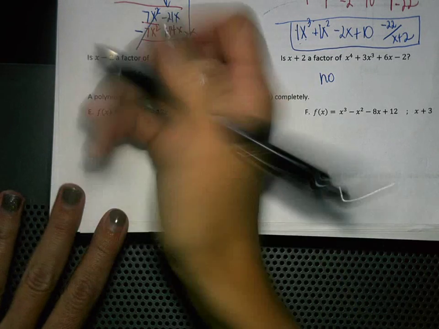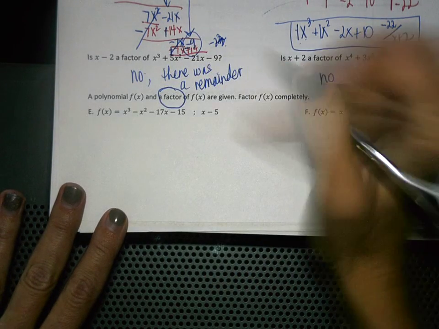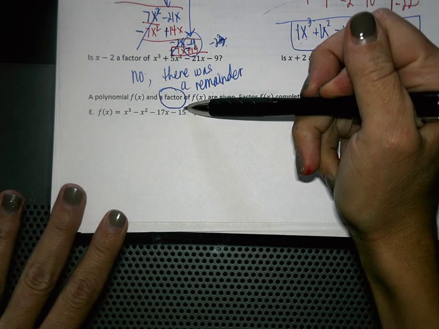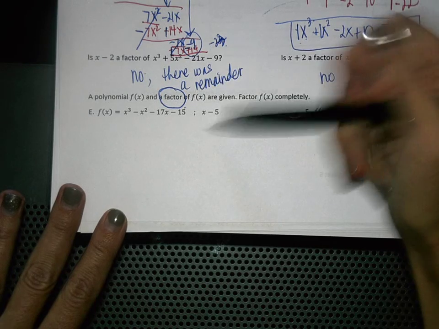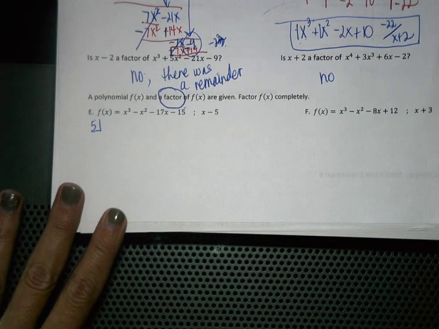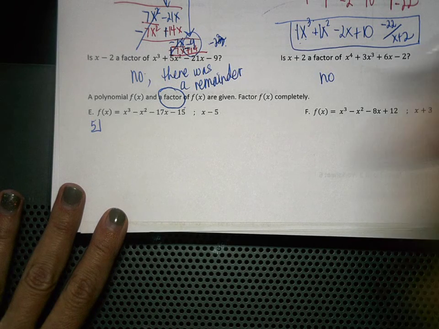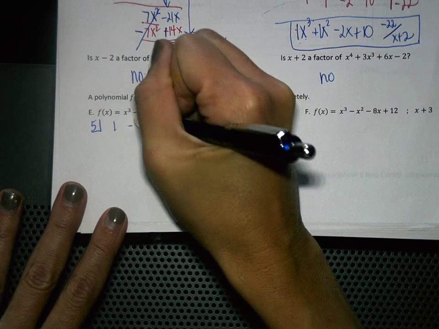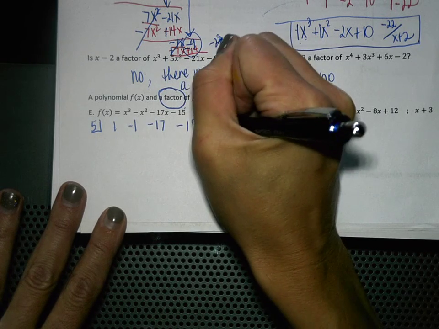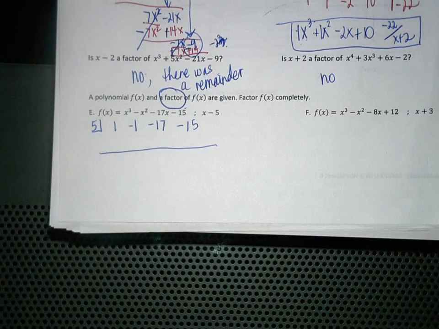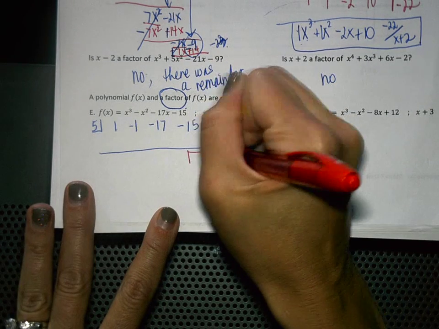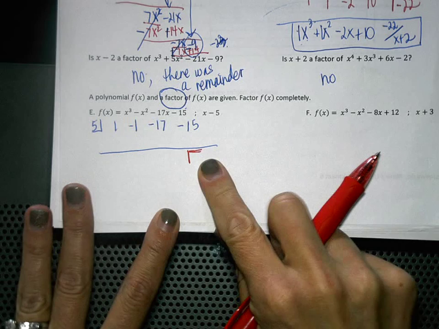So if I'm using synthetic division, okay, also look, this goes 3, 2, 1, 0, so I don't have to add in any zeros, okay? What would be in my little box up here? 5. Okay, then from there, which numbers do I write? 1, negative 1, negative 17, negative 15. Now, they have told me that x minus 5 is a factor. I should get a remainder of 0 over here. If I don't, then I probably did something wrong.